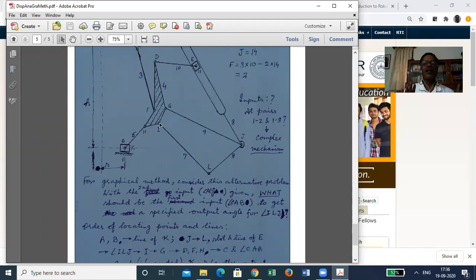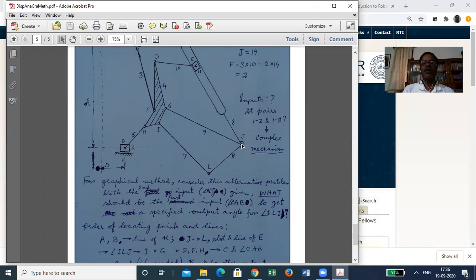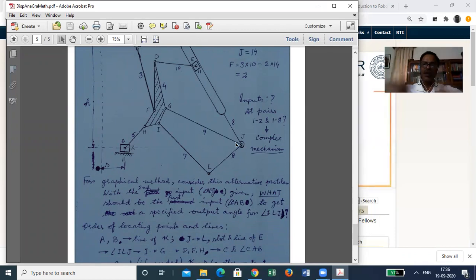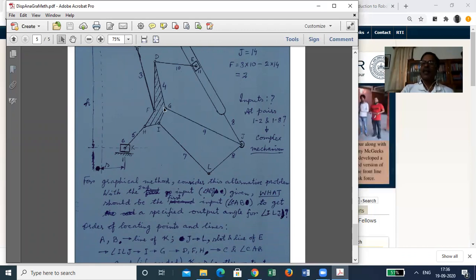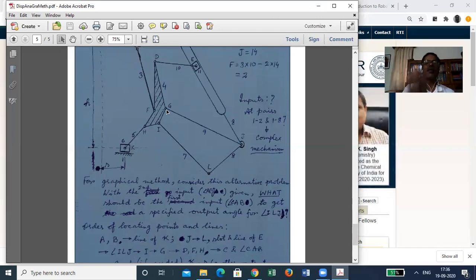The moment you have done that, you have got the standard dyad problem. I you know, J you know, and this link and this link you have to put. These two together is a dyad. So through the intersection of two arcs, you determine G. The moment you determine G, again get your tracing sheet, put it on the original and mark DFHIG, this entire shape.